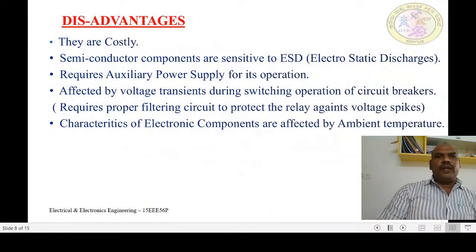Characteristics of electronic components are affected by ambient temperature. So if the temperature is very high, the electronic components may malfunction. Therefore, you need to have a proper cooling arrangement.